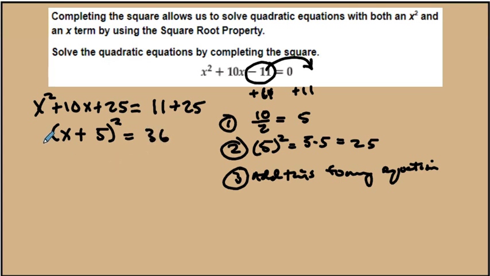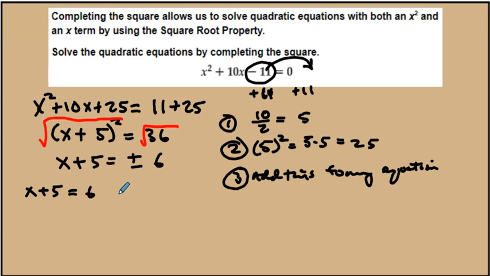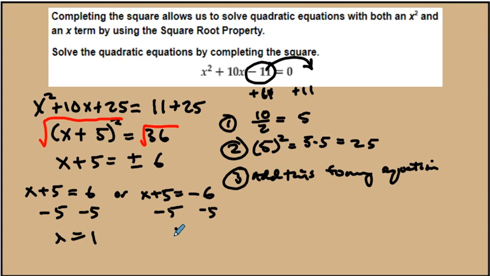Cool. Now we're going to do what we've been doing the past couple days, and you guys are probably already sick of it or have forgotten it. We take the square root of this. So x plus 5 equals plus or minus 6. My solutions are x plus 5 equals positive 6, or x plus 5 equals negative 6. I subtract 5 and get x equals 1. I subtract 5 and get x equals negative 11. Those are my two solutions, and I got them from completing the square.